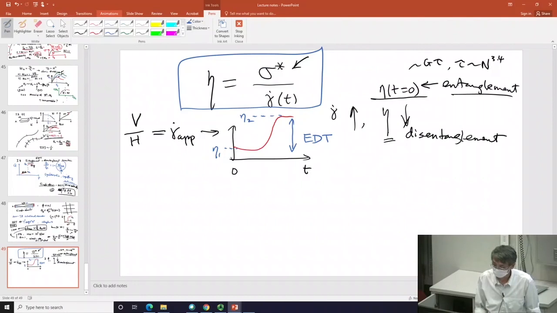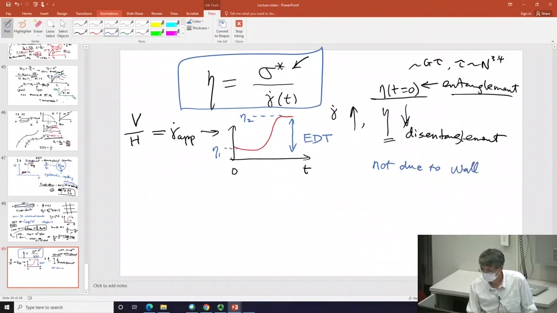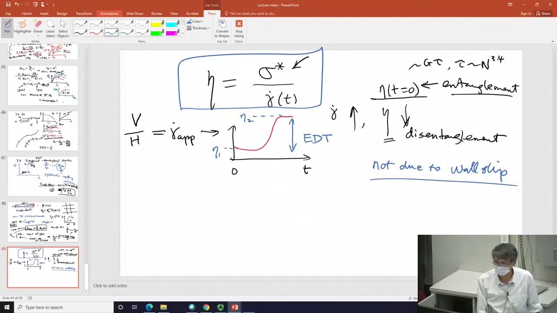So how could that be? At a constant stress over time. I tell you what was the history. After observing such a transition and ruling out that this is due to wall slip, which is what we started to look for, which is what motivated us to do such an experiment, what's left is something quite interesting, at least for me.